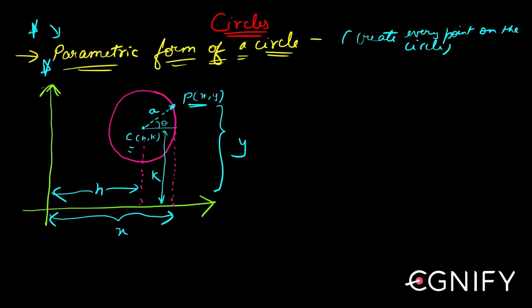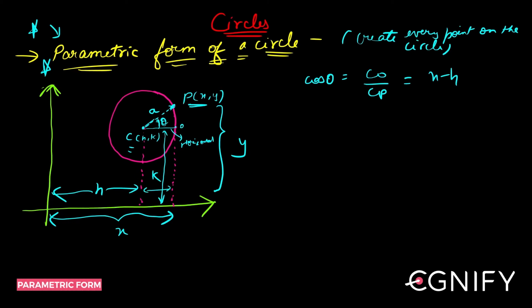Now, if you look at this triangle, I'm assuming the line joining the point P from the center makes an angle theta with this horizontal. Let me name this point O. If you look at the triangle POC, what is cos theta? Cos theta is CO by CP, and CO is nothing but x minus h. That's very visible in the diagram. You can figure that out yourself. And CP is a. So x minus h is a cos theta.